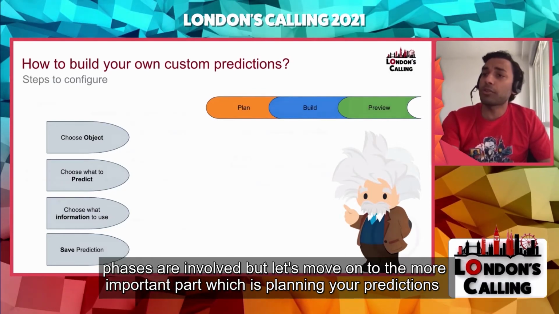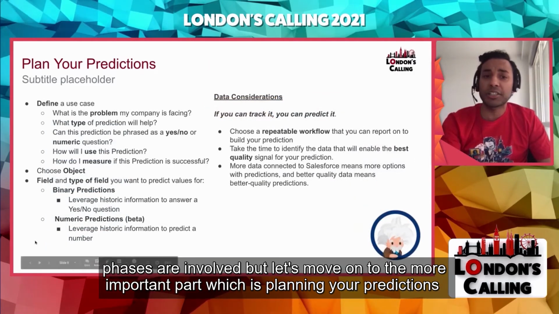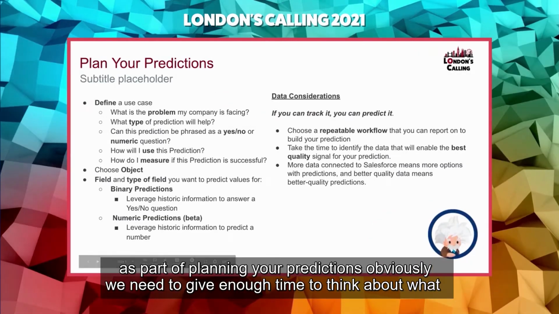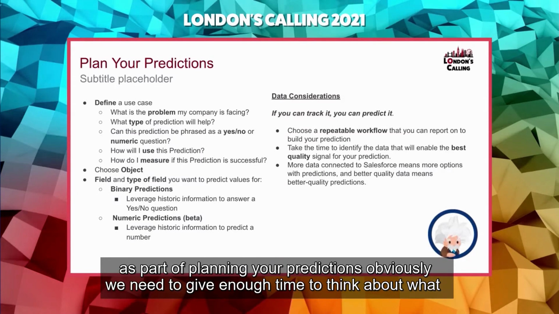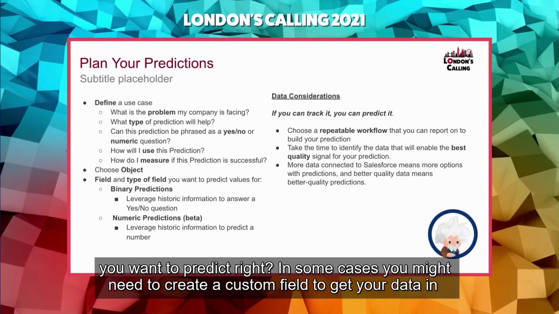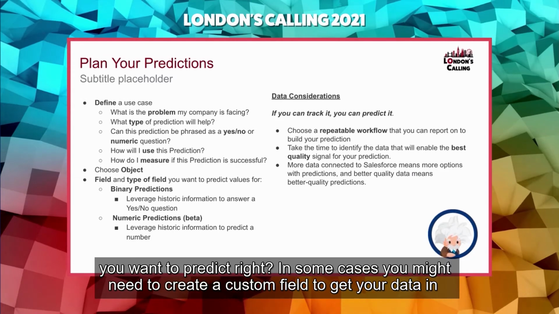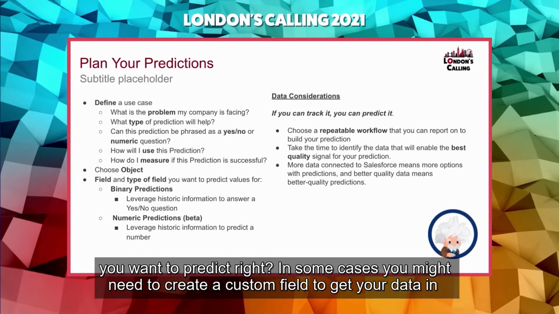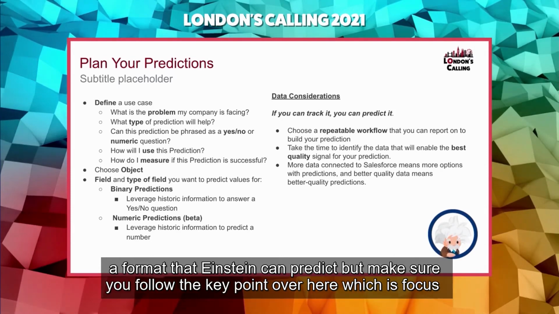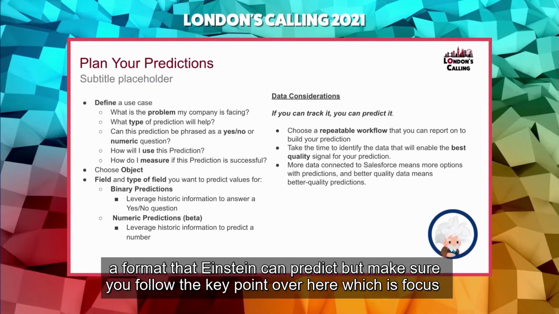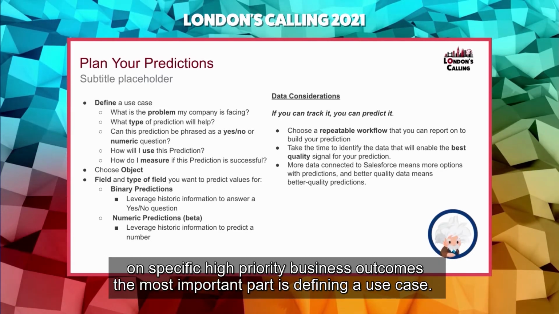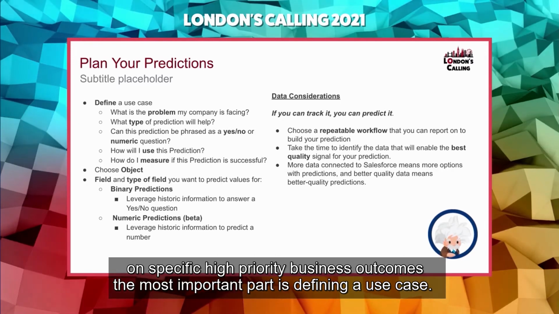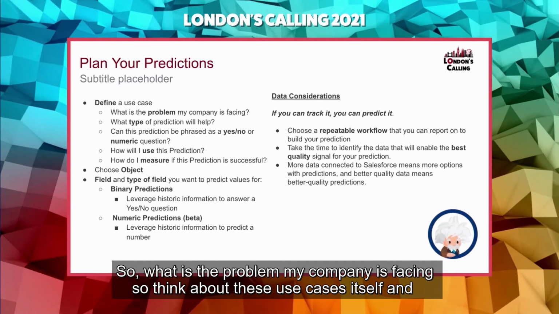But let's move on to the more important part, which is planning your predictions. As part of planning, we need to give enough time to think about what you want to predict. In some cases, you might need to create a custom field to get your data in a format that Einstein can predict, but make sure you follow the key point here, which is to focus on specific high-priority business outcomes. The most important part is defining a use case. So what is the problem my company is facing?